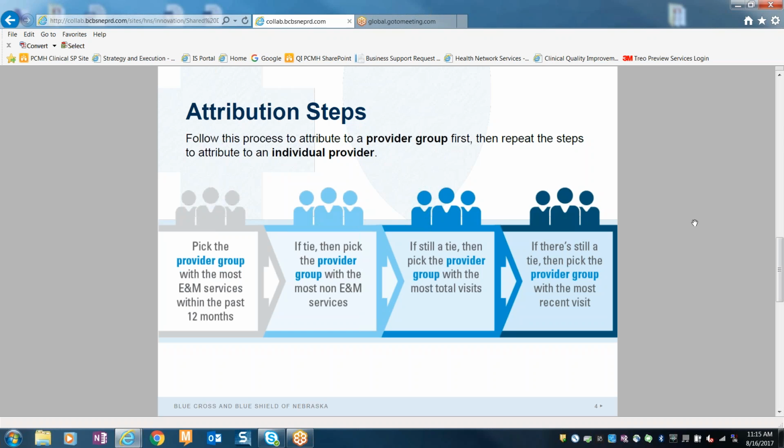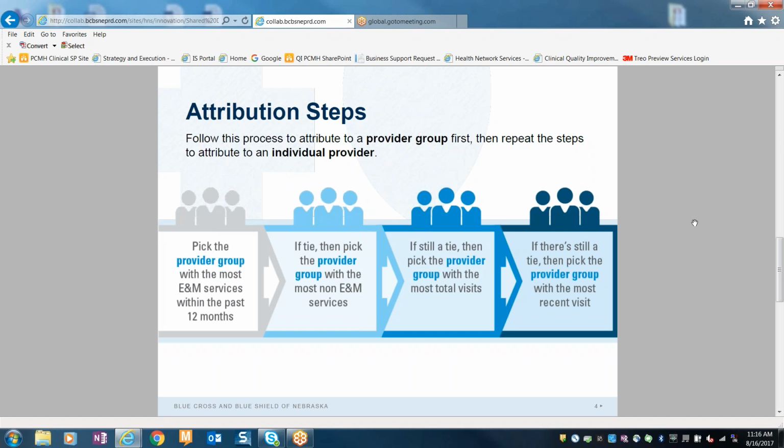So within that clinic, this member may have seen 4 different docs within that 12 months. Maybe he saw Dr. A once, Dr. B once, Dr. C 3 times, and Dr. D twice. So we would attribute that member to provider C because that provider had the most E&M services with that individual patient within the clinic over the last 12 months.